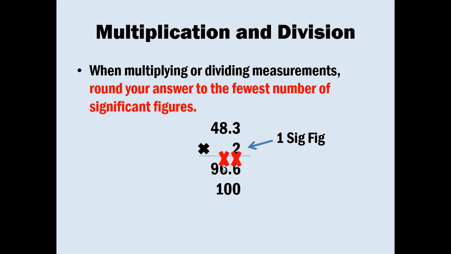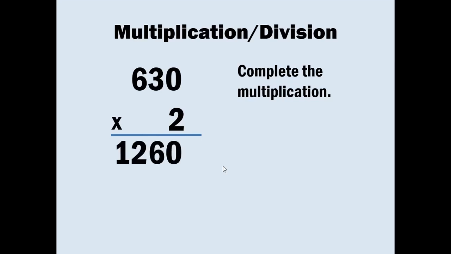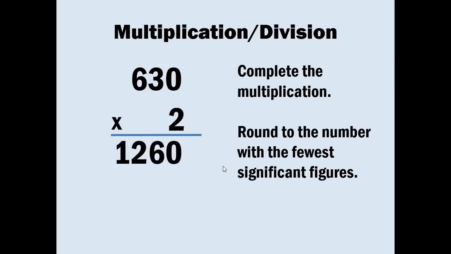Again, because I am not including a decimal place here, I start counting from the right-hand side, skip the zeros. The 1 is our only significant figure. Another example, 630 times 2. The 630 has 3 significant figures. The 2 has 1. Our answer can only have 1. We round our 1260 down to 1,000.